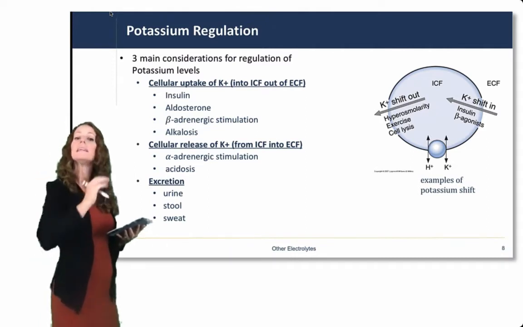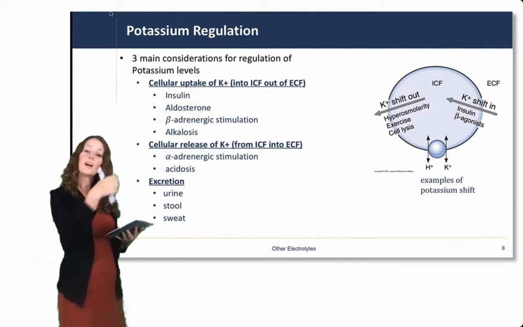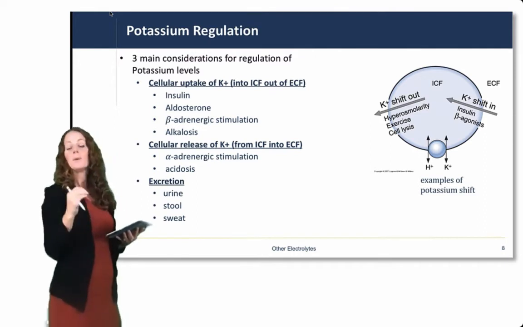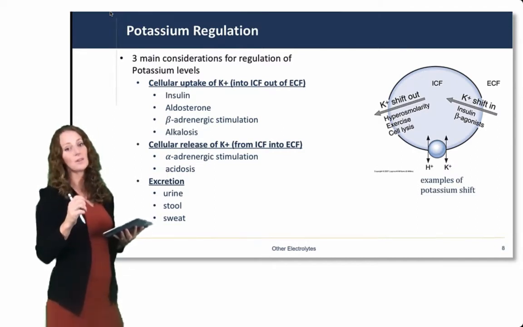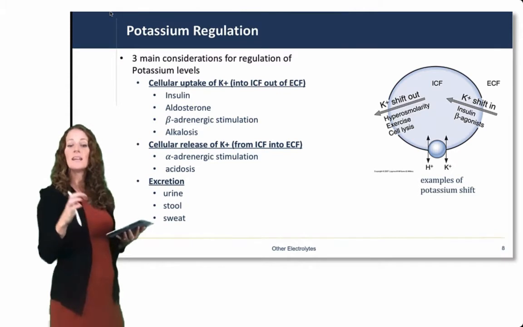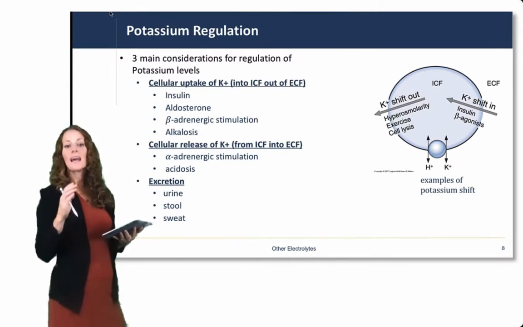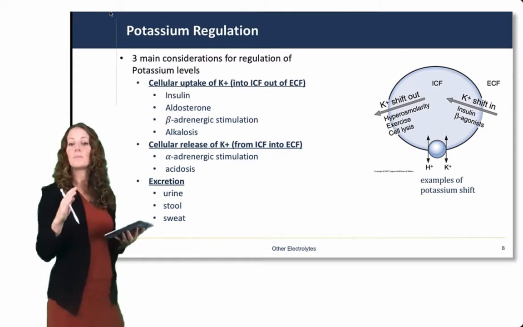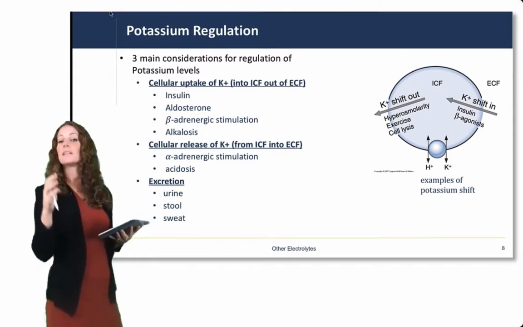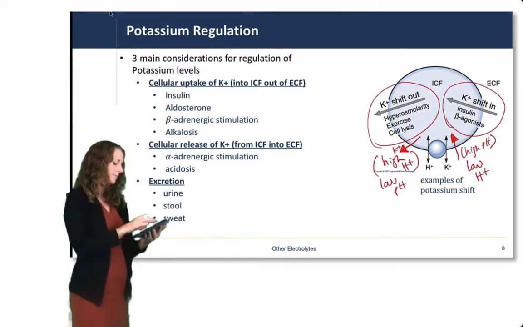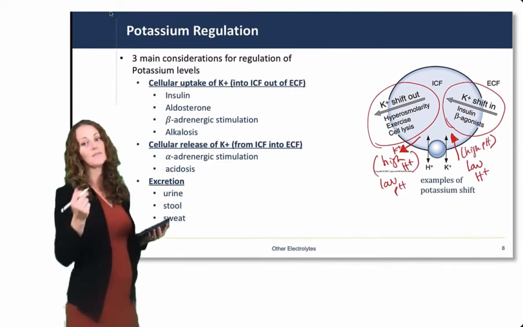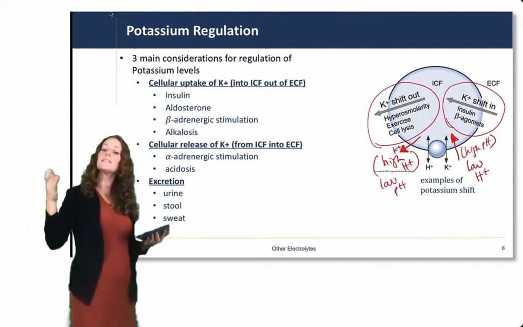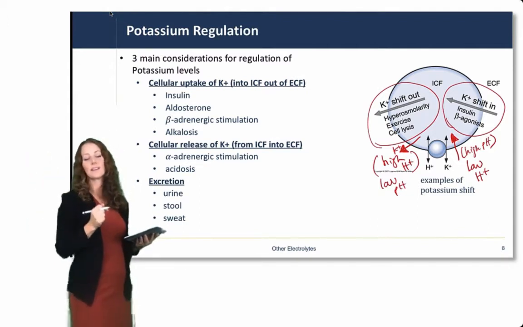You can also get release of potassium from the cells. We talked about potassium being released in trauma, but here we're talking about hormonal or environmental stimulation. Alpha-adrenergic stimulation, with, for example, excessive exercise, can release potassium. And acidosis, or low pH of the blood, high acidity, can cause release of potassium from the cells. So we have both cellular uptake, or potassium shifting into cells, and cellular release, or potassium shifting out of cells.